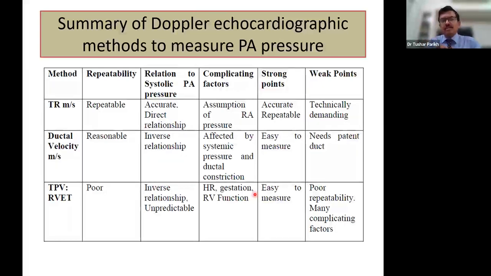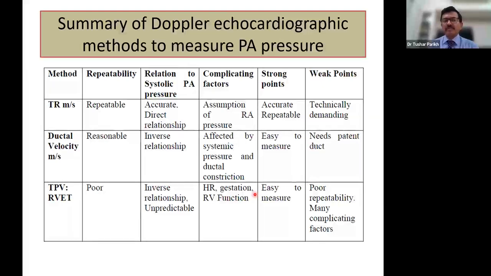Now third, what we studied is TPV upon RVT, which has poor repeatability. There is an inverse relationship: the higher the pressure, the lower the ratio. Again, the studies have shown that it is not very predictable, it is affected by RV function, and it is easy to measure, but the repeatability is a little less. So again, keeping these things in mind, one can use these parameters in day-to-day practice. Sometimes you may not have tricuspid regurgitation, so use the other parameters to get to know the pressure.